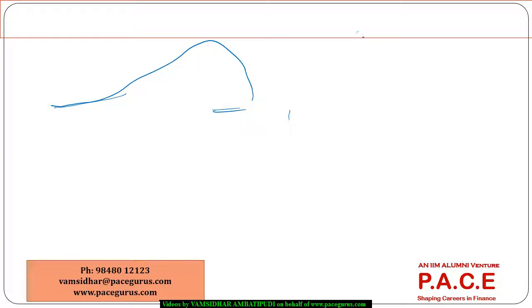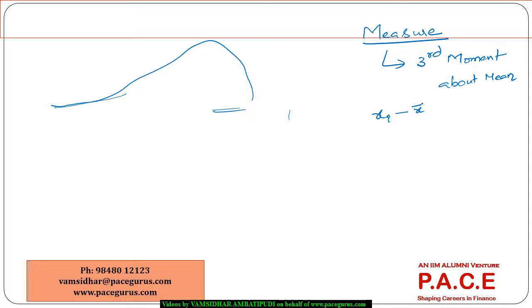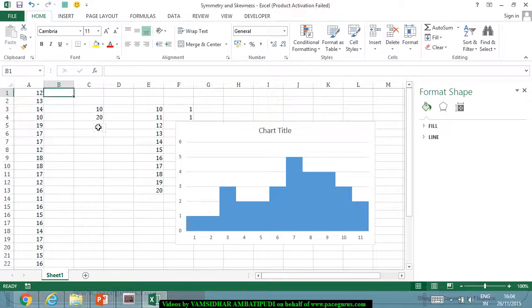But if I really want to come up with a proper measure for skewness, a proper measure for skewness is nothing but the third moment about the mean, right? Third moment about the mean. Which means from each observation, subtract the mean, cube it, add it up, and divide it by n. That is the third moment about the mean. So let's try that with the data.